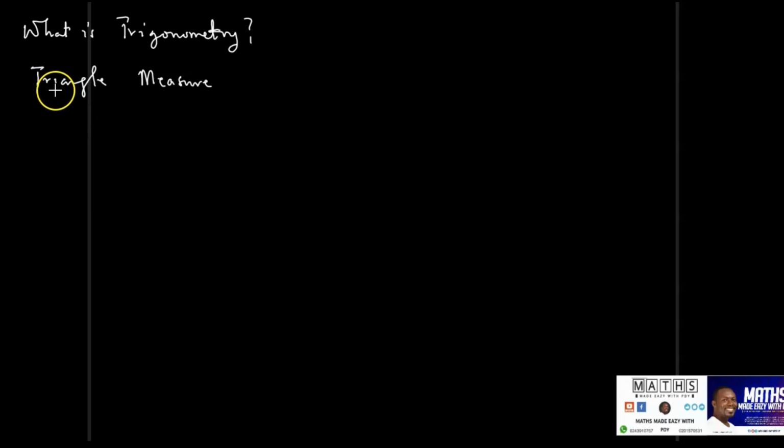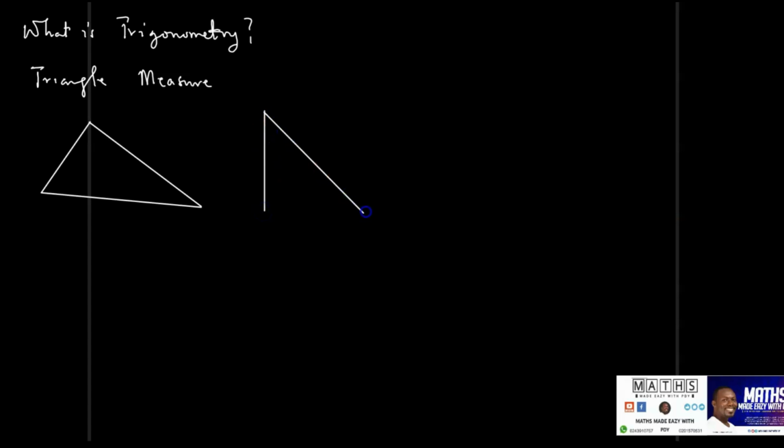So it's a branch of science or mathematics that deals with the study of triangles and the measurements on triangles. That's all. So if I may ask you, I know you know what a triangle is, but can someone give me a definition of a triangle in her own small way? What do you think a triangle is? How would you define it in your own small way?